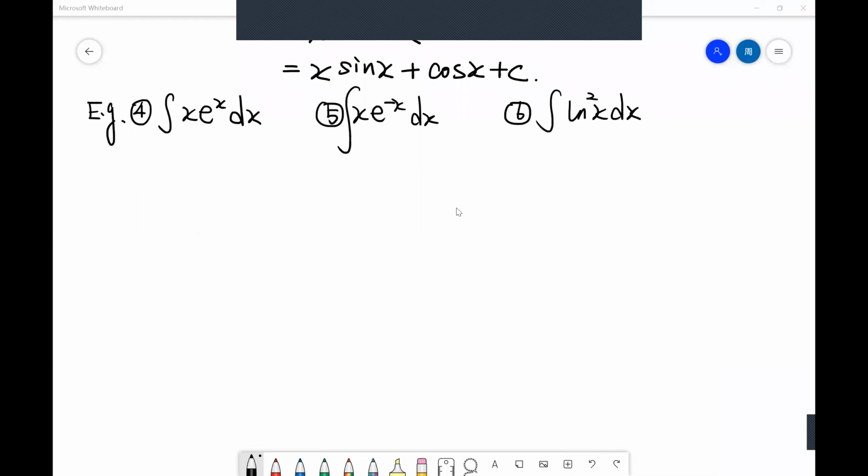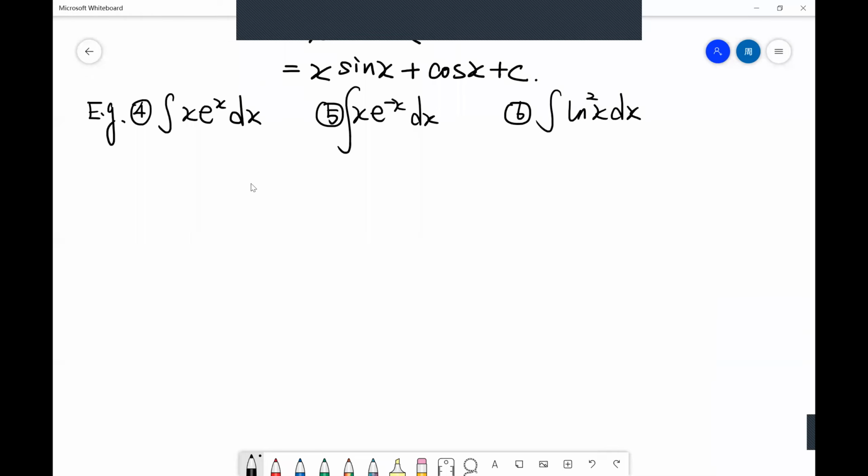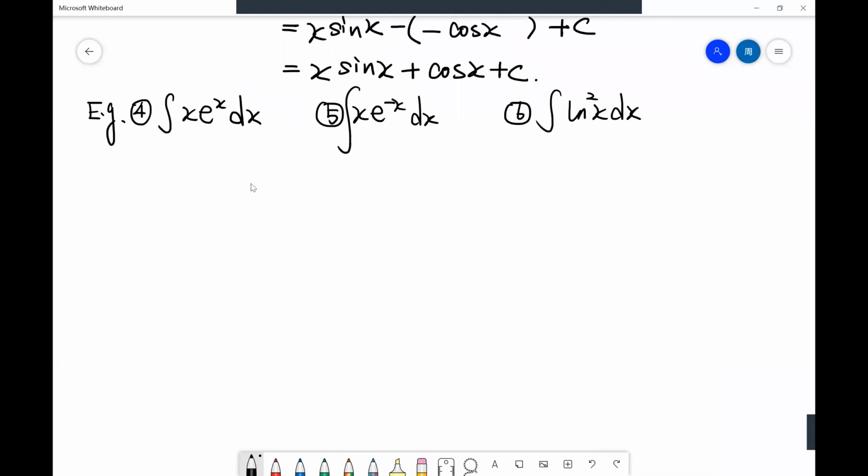Okay, guys. Here are 3 extra exercises, also using the method of integration by parts. So first solve 3-1.